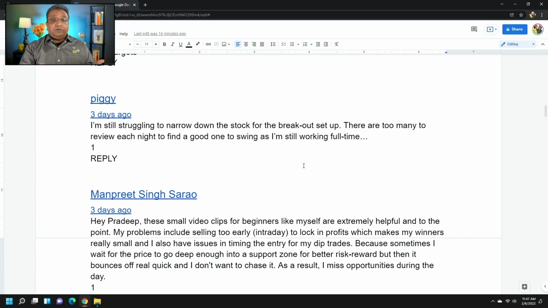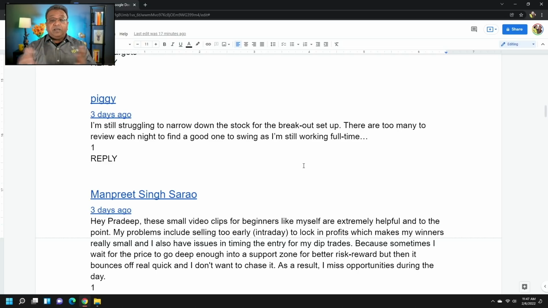Or if you are one of those persons who wants to trade high price stocks like I do, then you put a filter of high price stocks. I want to only look at stocks which are trading above $100. Then it is going to reduce your work. So there are solutions to your problem in terms of adding filters.